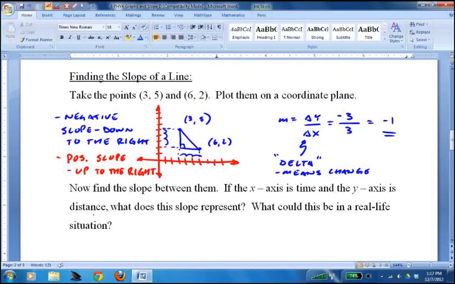A lot of people freak out about slope. It's just, you look at a hill. Is it Mount Everest where it goes almost straight up, or is it a nice flat little meadow that just barely rises as you go along? So that's all slope is. All right? Slope is -1 in this case.